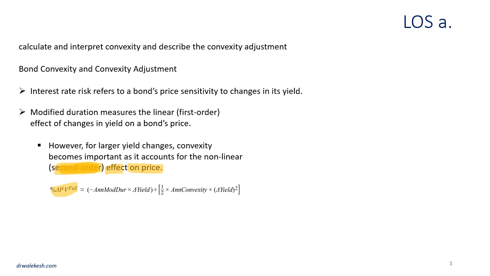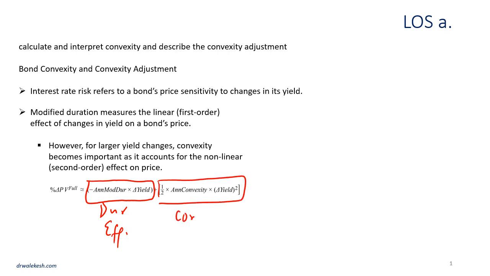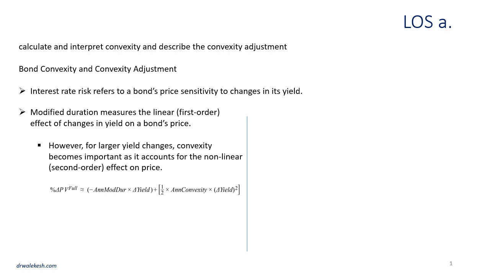So the percentage change in a bond's price is equal to the whole of this. It is worth noting that the whole of this is duration effect, and the whole of this is convexity effect. So that we are all on the same page on this point here about capturing larger changes in YTM, let us look at this example.